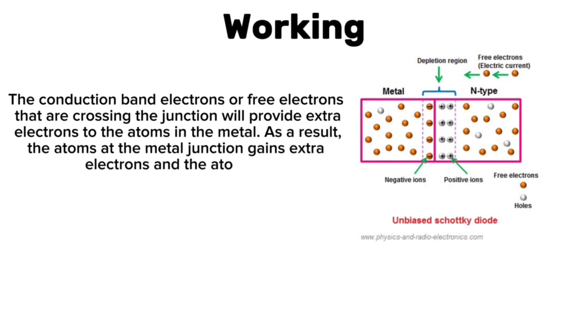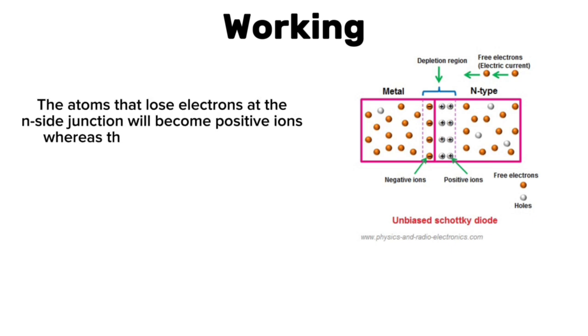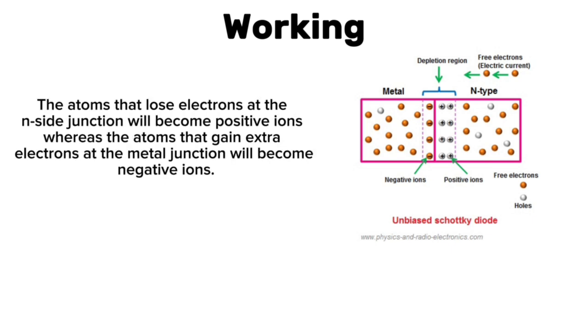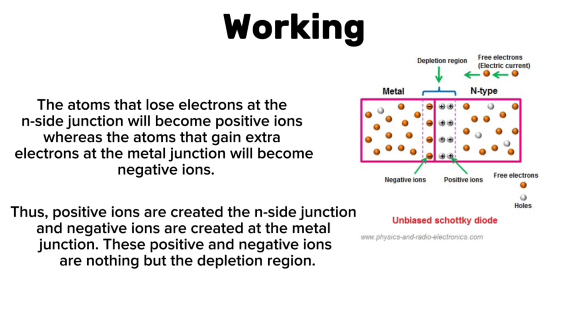The conduction band electrons, or free electrons, that are crossing the junction will provide extra electrons to the atoms in the metal. As a result, the atoms at the metal junction gain extra electrons and the atoms at the semiconductor junction lose electrons. The atoms that lose electrons at the semiconductor junction will become positive ions, whereas the atoms that gain extra electrons at the metal junction will become negative ions. Thus, positive ions are created at the semiconductor junction, and negative ions are created at the metal junction. These positive and negative ions are nothing but the depletion region.